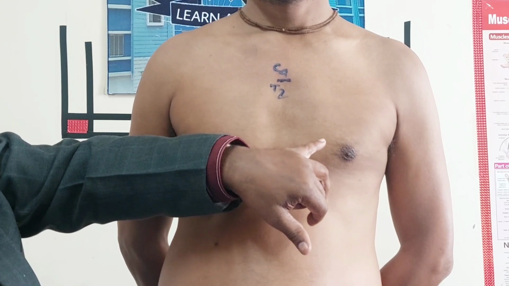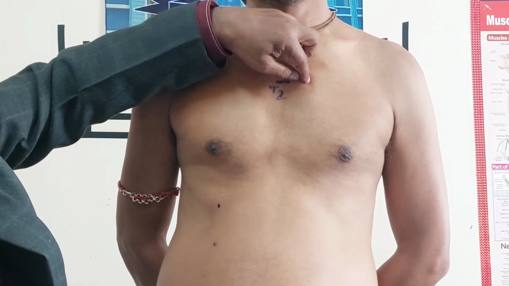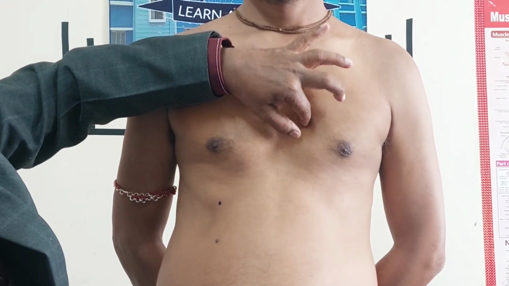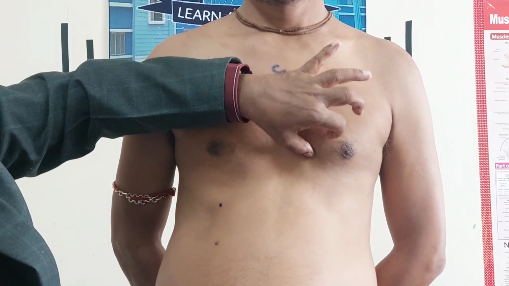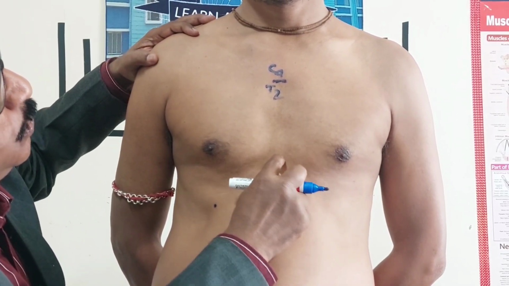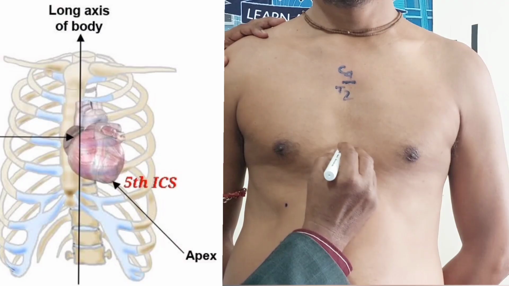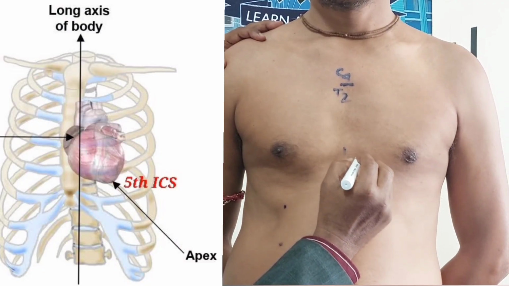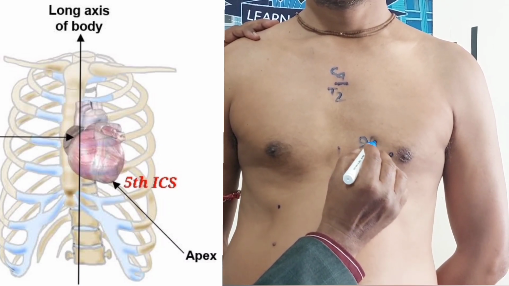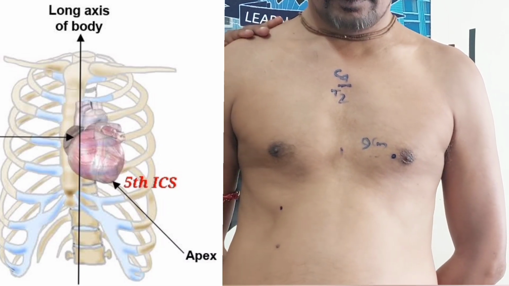So to count the intercostal space, this is sternal angle and here is the second rib, then second space, then third rib, third space, fourth rib, fourth space, fifth rib and fifth space. So this is the level of the fifth intercostal space. And we will go toward the left side. So left fifth intercostal space about 9 centimeter from the midline. So the level is here, this is about 9 centimeter from the midline. So this is the point of apex of the heart.